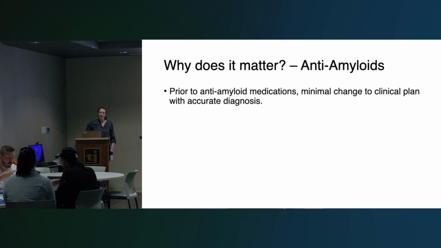So why does it matter? Well, prior to the new anti-amyloid medications, it really didn't. So once we ruled out the reversible causes, we were sure there was nothing else going on, we thought it was a dementia, we didn't really have a treatment for any of them. We had donepezil, memantine, those are memory boosters, but they didn't really change the disease process, and we could use them in a variety of other dementia processes as well.